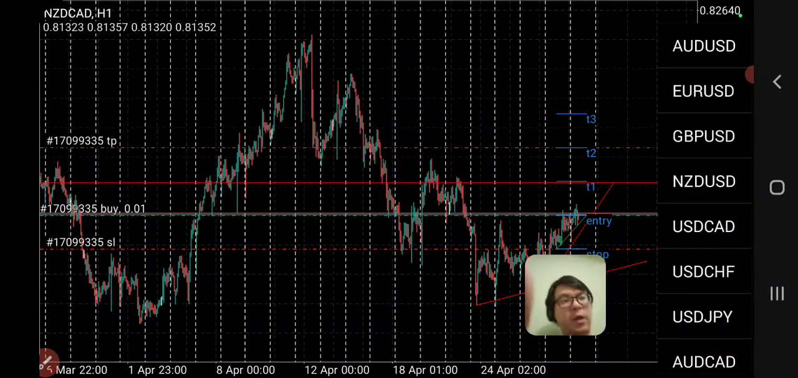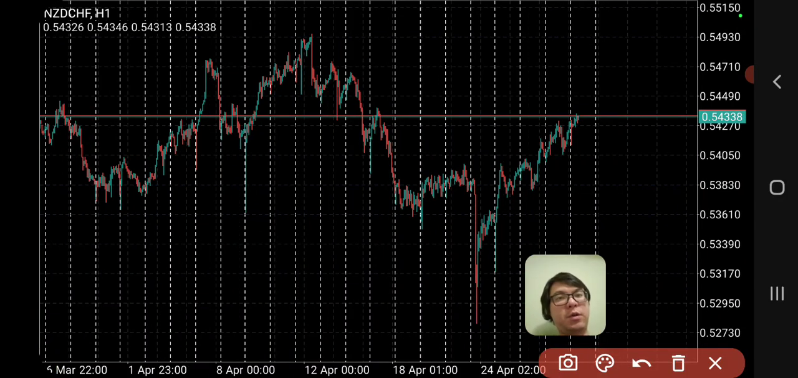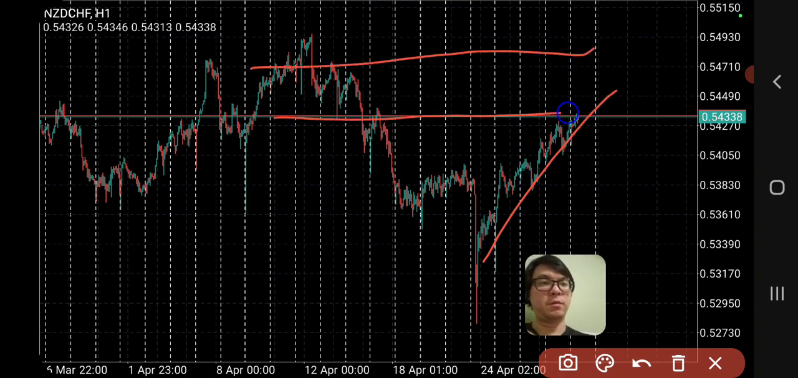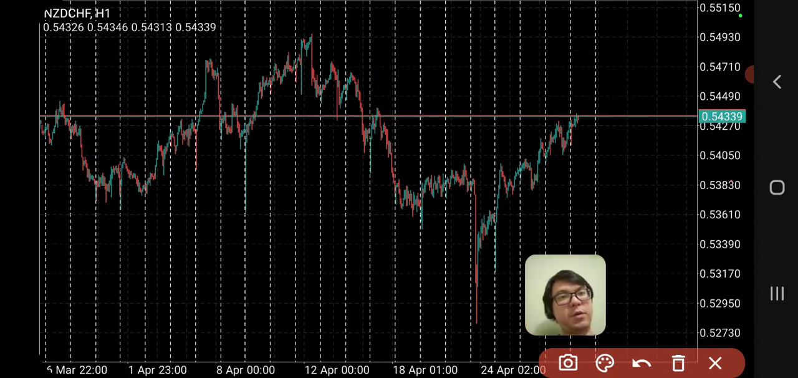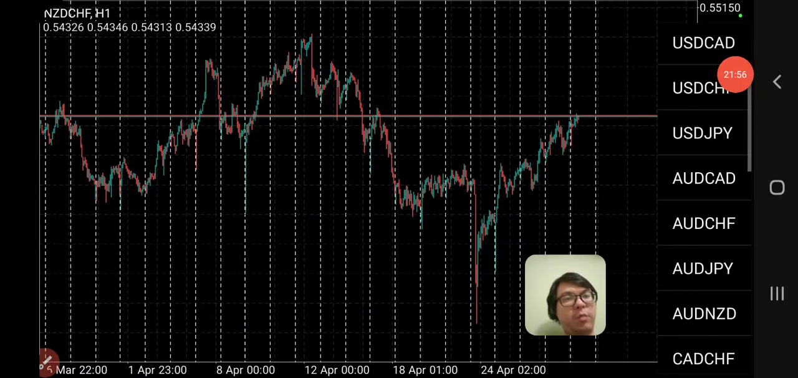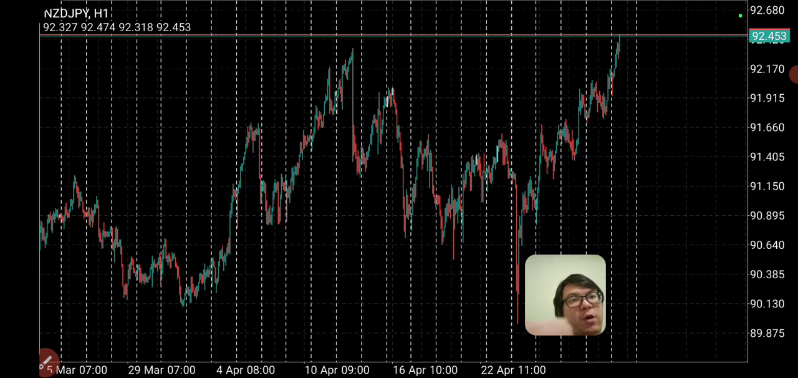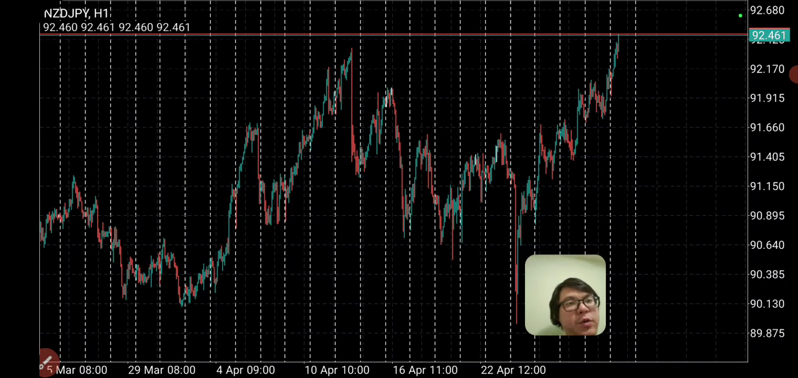Let's check the last two pairs. New Zealand Swiss. Very good confirmation. New Zealand is moving upward. Before it hits the resistance, we'll keep expecting upward. So the setup we just saw combined with this one is a very good confirmation. Have this one going up. Last one, New Zealand yen. Of course, the yen is shooting up, so there's no trade for all the yen pairs at this point.